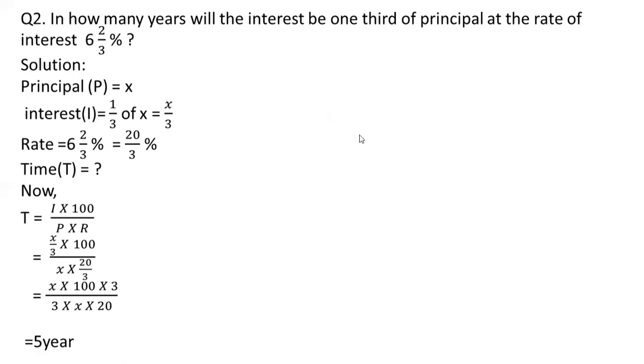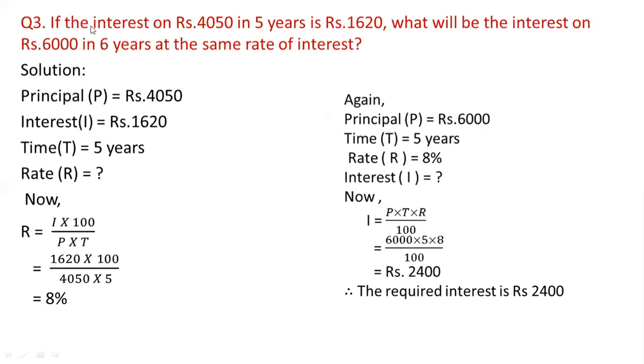Now look here in the third question. In the third question, there are two parts. Okay, look here. If the interest on rupees 4050 in 5 years is 1620, this is the first part of the question. From here, this is the principal, interest is 1620, time is 5 years, and from this we have to find out the rate of interest, and that rate of interest will be used in the second part of this question.